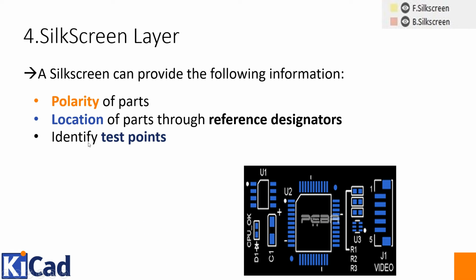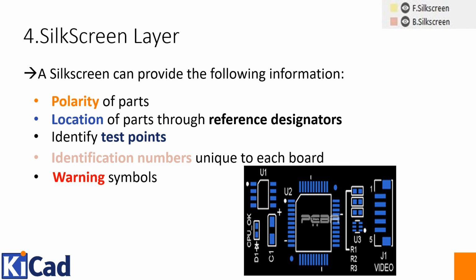The next thing is to identify test points. Like over here, this is a point you can test, a test point, and another test point over here. And the identification number unique to each board. Let's say over here it is written video, which means that this board is related to the video section. So in this way, silk screen helps us to communicate. It tells us about the polarity, location, identifies the test points, and gives the identification number of each board. It also helps with warning symbols; you can even add them on your PCB using the silk screen layers.